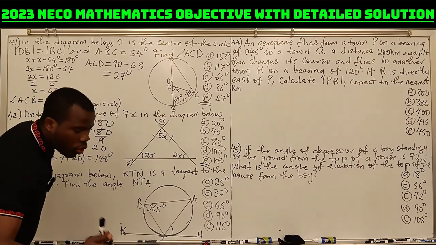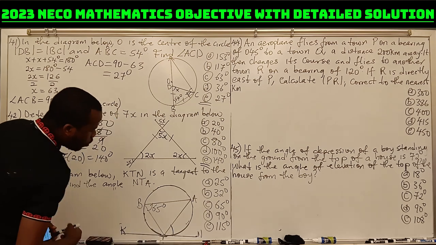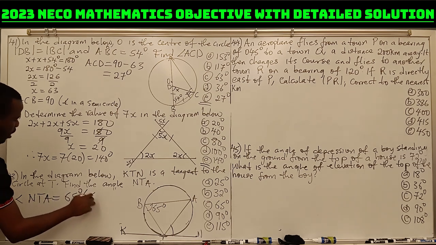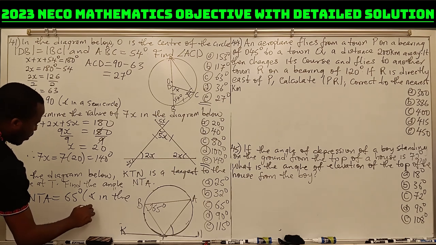One of the circle theorems says that angles in the alternate segment are equal. So angle NTA simply equals 65 degrees. The reason is angle in the alternate segment.